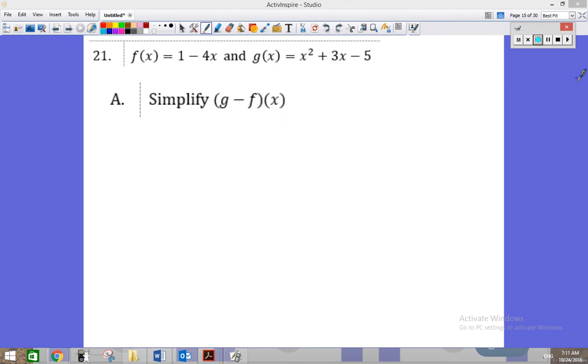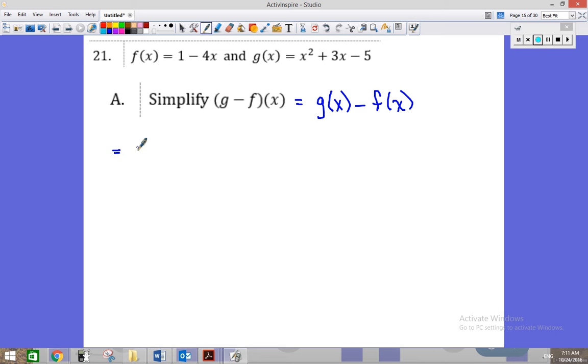Alright, so I think I'm recording. We're asked to build a new function given two functions f and g. We're going to build this new function through subtraction. So what this notation means is to take g of x and subtract from it f of x.